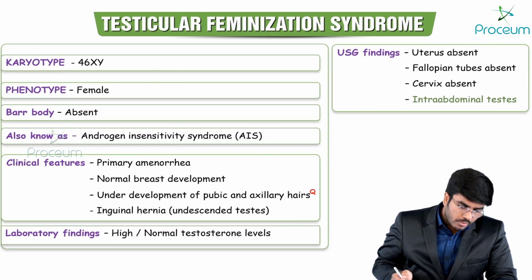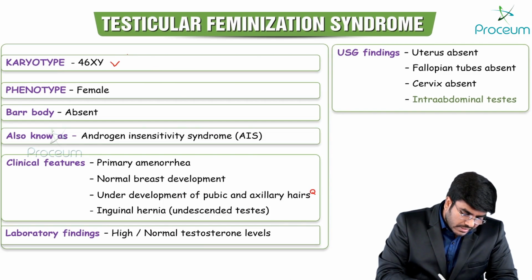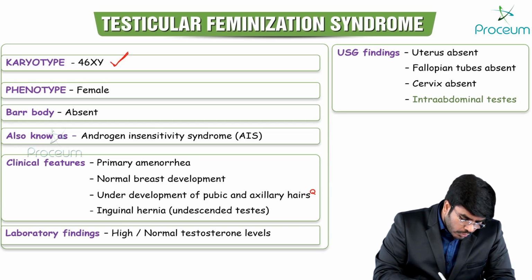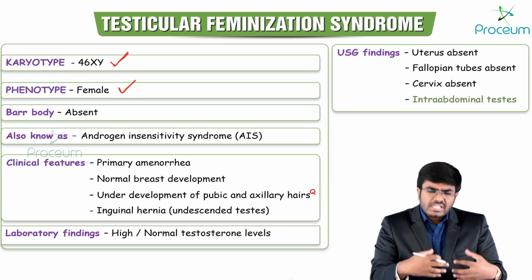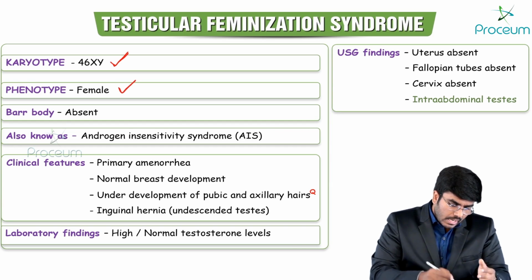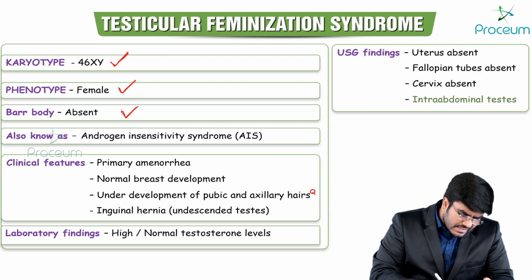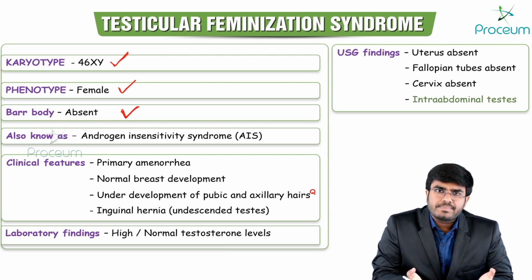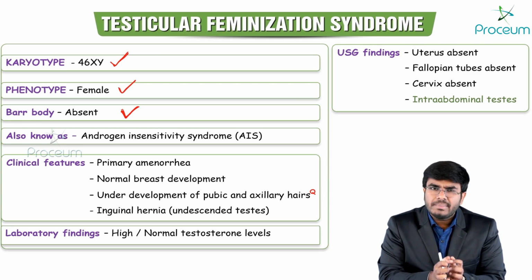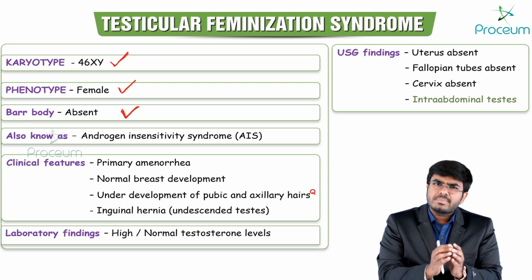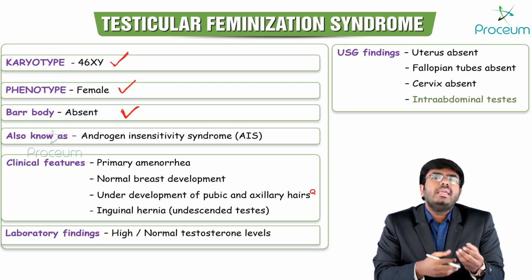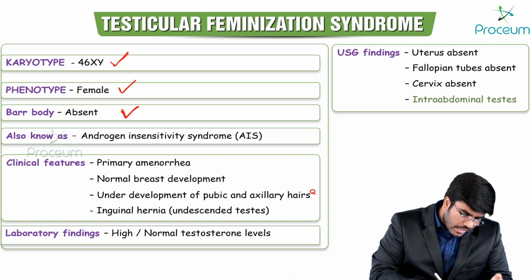Now, testicular feminization syndrome is a condition where the karyotype is 46XY, which means it's a male. Genetically it's a male. Now, what about the phenotype? Phenotype is all about the external genitalia. External genitalia is looking absolutely like a female. Now, what about the Barr body? Guys, Barr body is something which is present in a female fetus. Out of 2 X chromosomes, 1 X chromosome will undergo lyonization or inactivation. So, a Barr body is present in a female child, but this is a male child looking like a female. So, Barr body is absent.